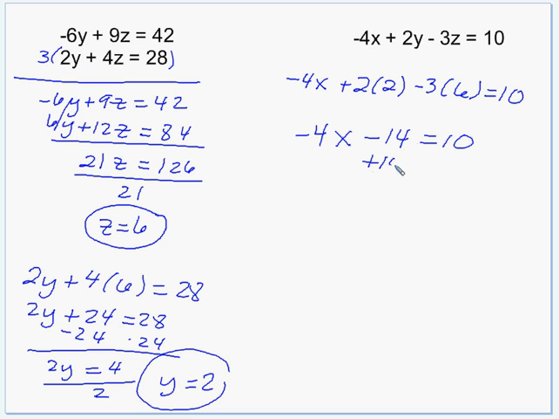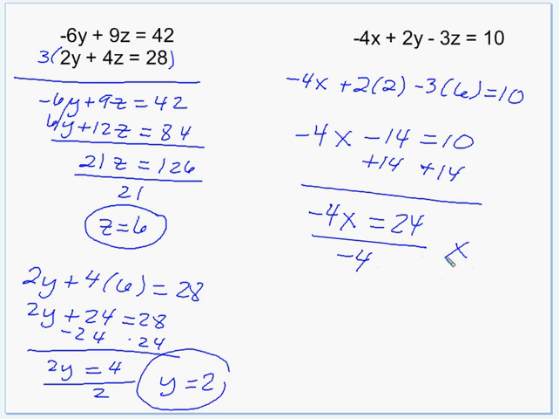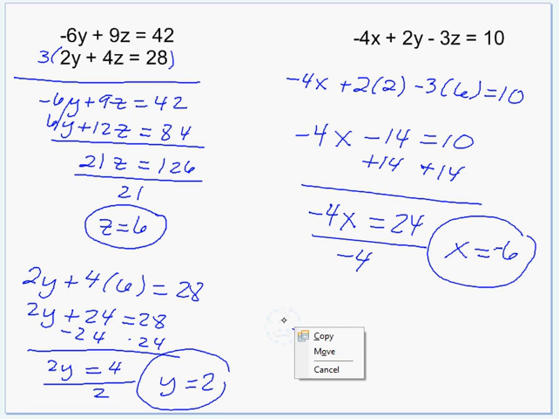So add the 14. And then divide by -4. So x is going to equal -6. So now we have all of our points, and we have to write as a point. So we're just going to go x, y, z. So we have -6, 2, and +6. And there's our solution.